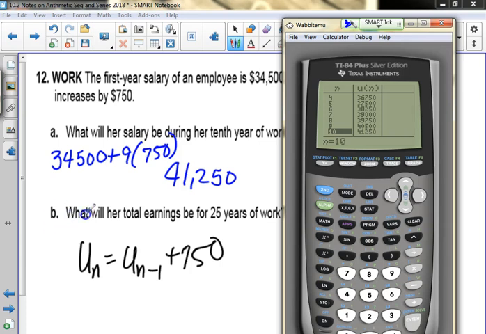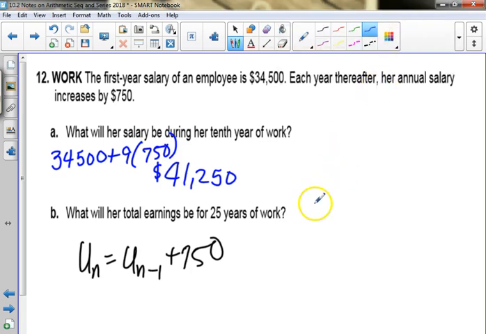Okay. So this is her 10th year. What will her total earnings for 25 years of work be? Now what do you want to do? We have to find the 25th term, so either scroll down for a while or add 24 raises. Okay, I made that look confusing. It's the other way around, 750 times 24, but all the same difference.